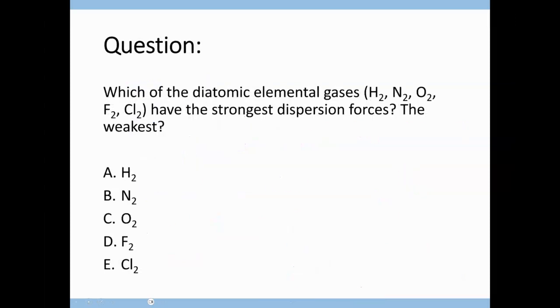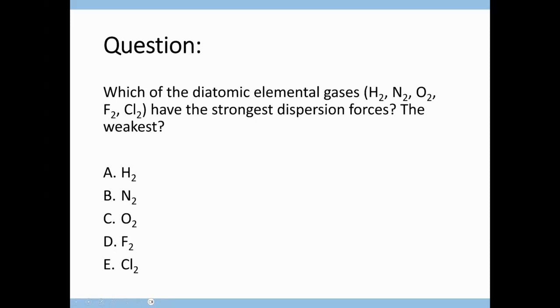So this is all about dispersion forces only. We have diatomic gases, H2, N2, O2, F2, and Cl2. And the question is, which of these have the strongest dispersion forces and which has the weakest? When we're comparing these diatomics, what feature do we think about to answer this question? Size. Yeah, it's the size. Okay. So yes, we think about the size.